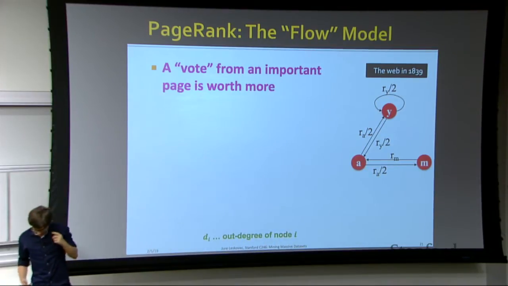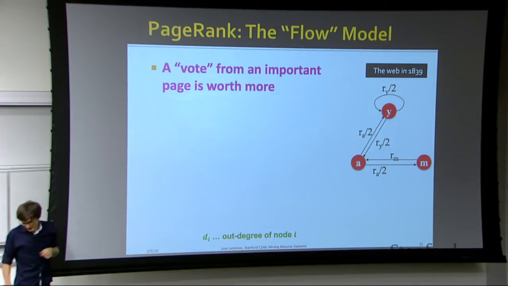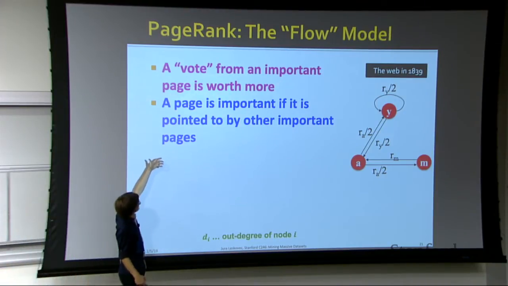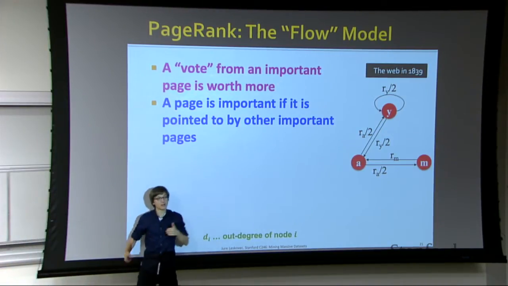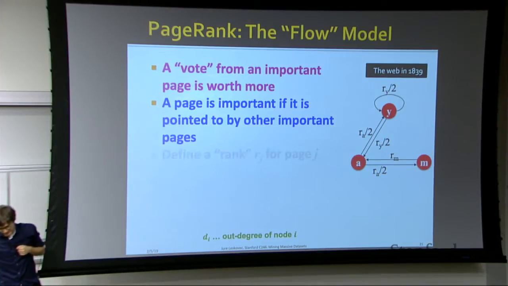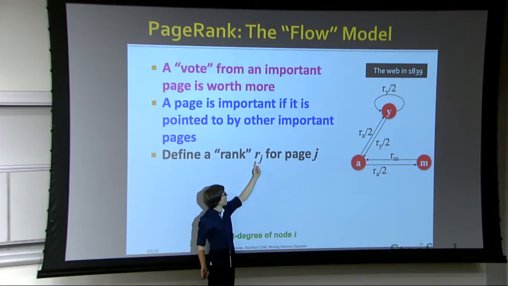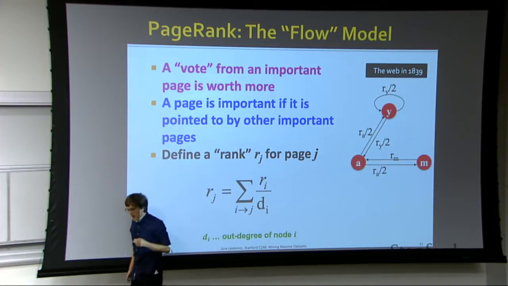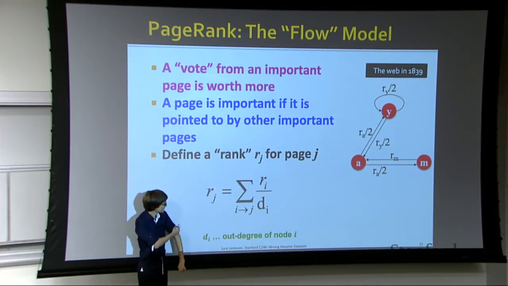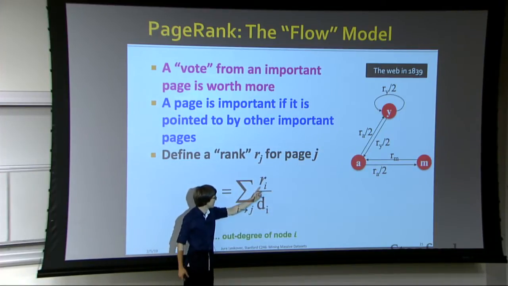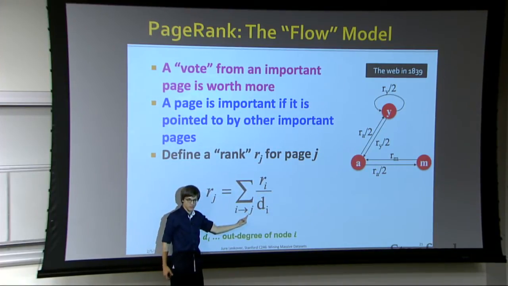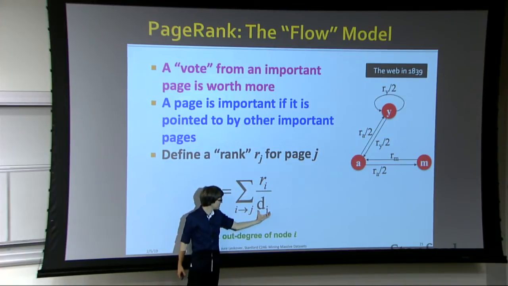The way you can think of this is that the vote from an important page is worth more, and that a page is important if it's pointed to by other important pages, okay? So I can define the PageRank score r_j of some page J as simply the sum over the importances of the pages I that point to J, where every importance is divided by the degree of I, right?